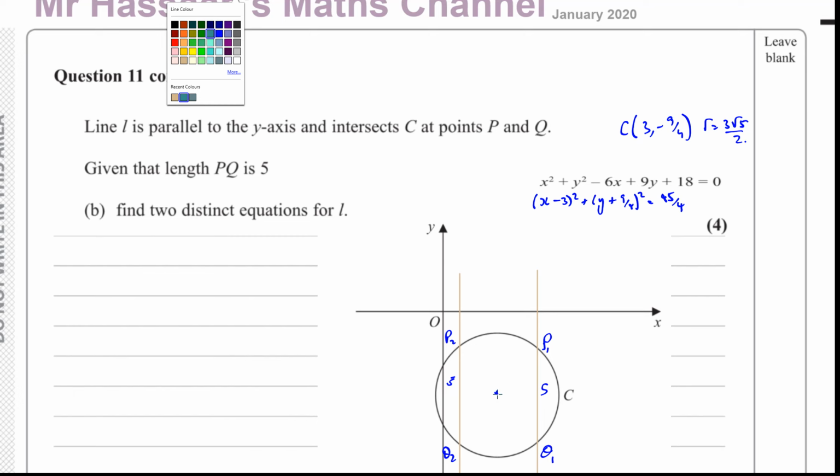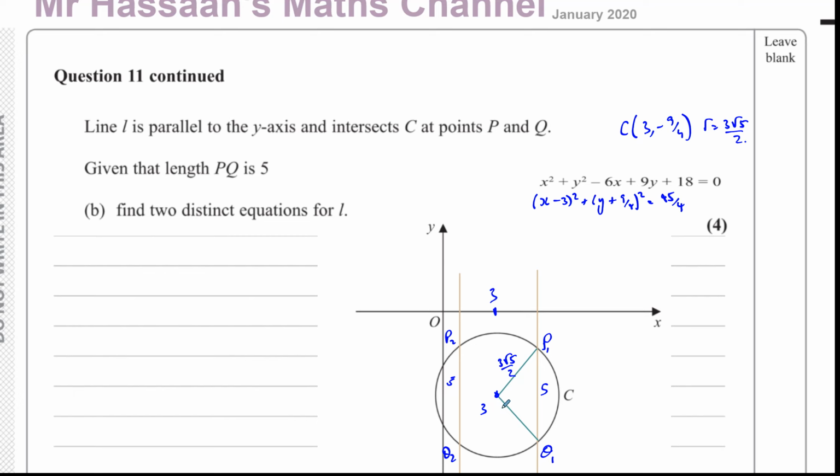So the radius of the circle is this and this. And we know the radius of the circle is 3 root 5 over 2. And we also know the center of the circle is (3, -9/4). Okay, so the x value of this is 3. All right, x value of this is 3.